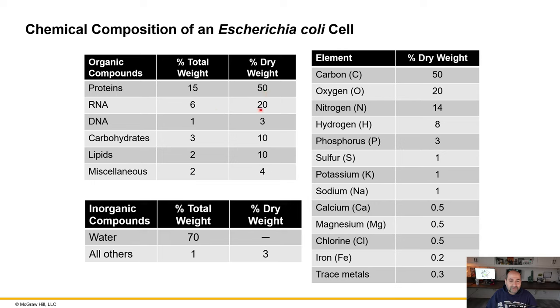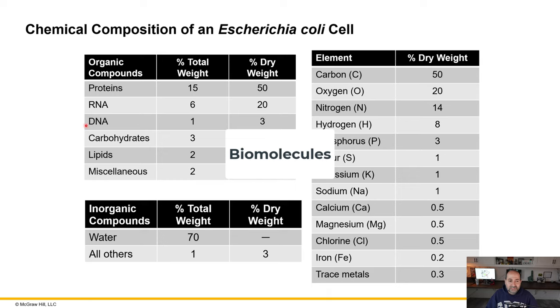RNA makes up 20% of the dry weight. DNA makes up 3% of the dry weight of the cell. Carbohydrates make up 10, lipids make up 10, and then miscellaneous make up the remainder, 4. These are the organic compounds. So by the way, these major organic compounds are known as biomolecules.